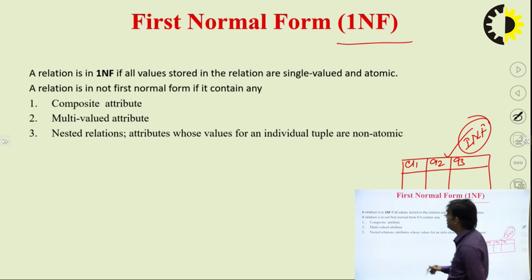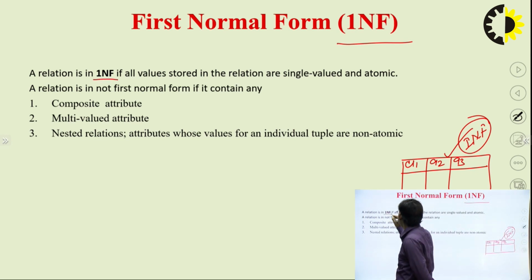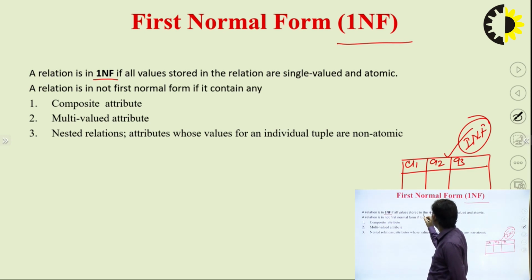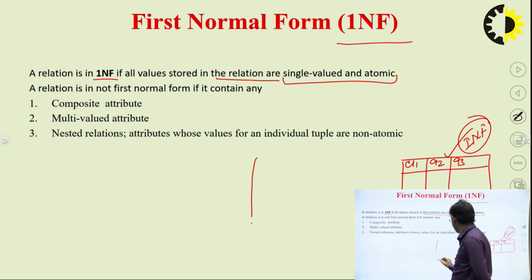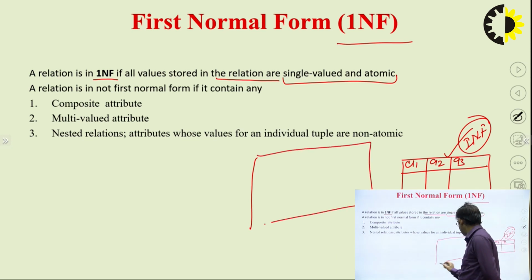A relation is in 1NF if all values stored in the relation are single and atomic values. What do you mean by this statement? Let's suppose we draw a table. Again, I am drawing a table.